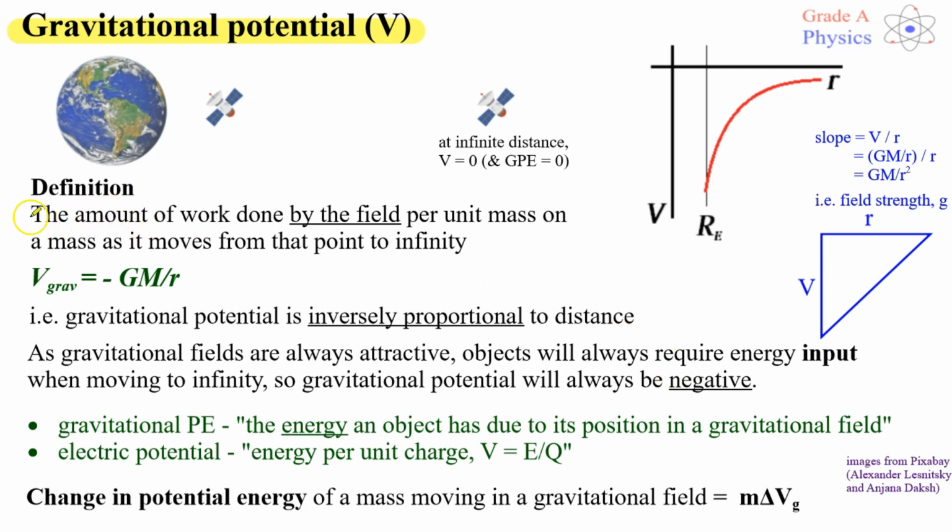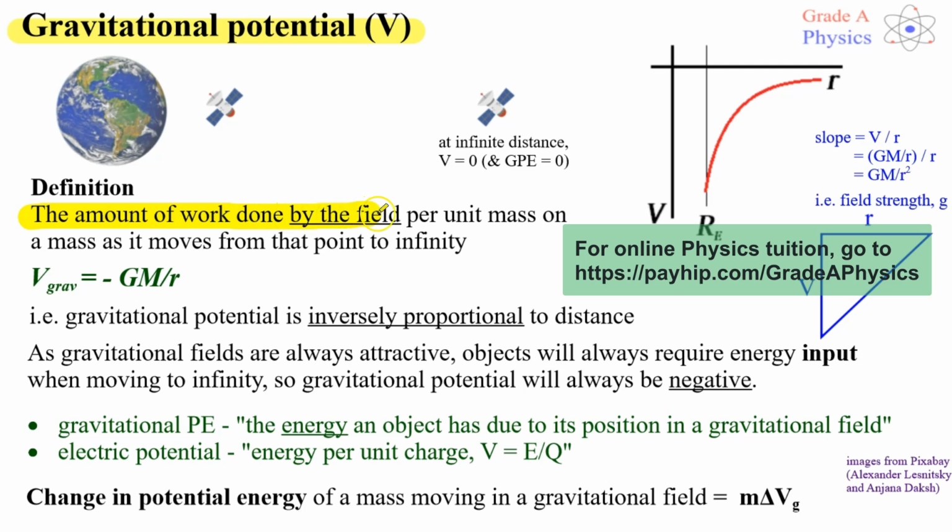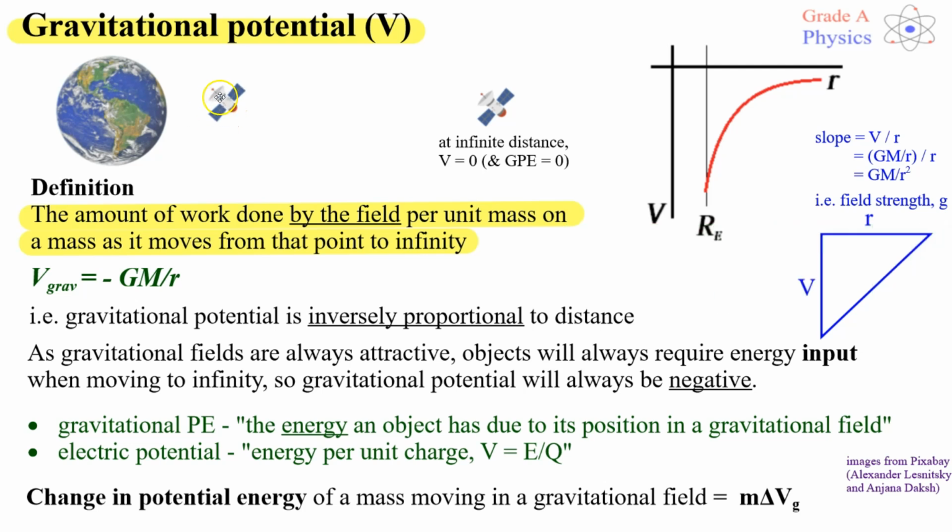So first of all, the definition: it's the amount of work done by the field, that's important, per unit mass, on the mass as it moves from that point to infinity. Okay, so what have we got here? We've got our object, let's say in a low orbit position, so it has some gravitational potential energy. And if we then compare that to a situation where it is very, very far away, and we call that infinity, but we just mean deep space, so we mean the effects of the gravitational field are negligible.